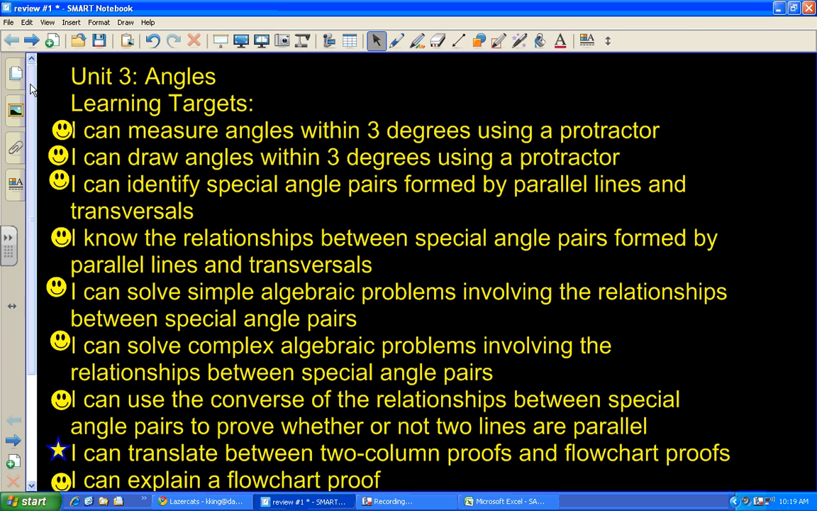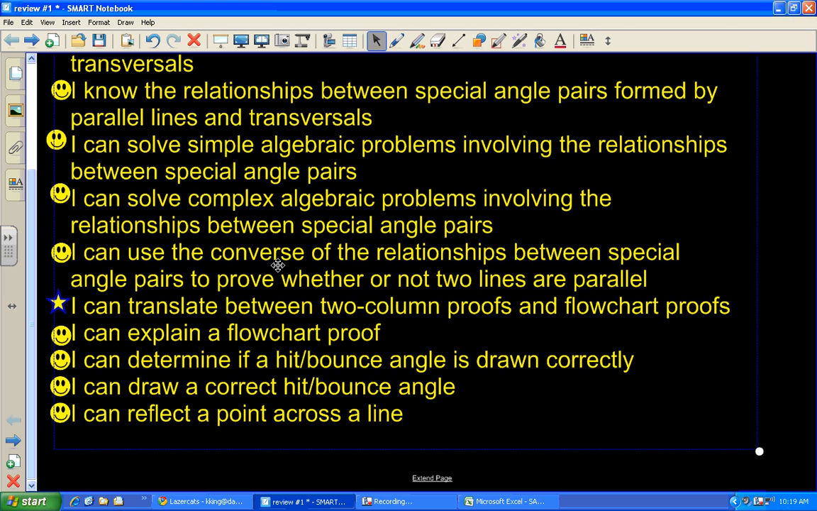Tomorrow night, we are going to go through, we'll start down here. We've got the converse of all of these. So that's where I say, are the two lines parallel? Give me proof. We'll talk about how to explain the flowchart proofs, and then all of this hit and bounce stuff that we've been doing over the last couple days.